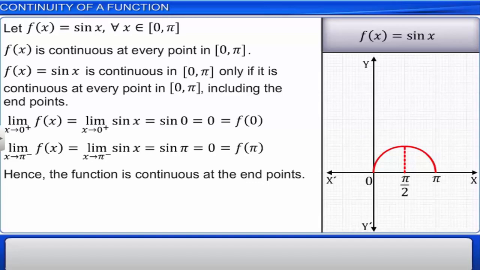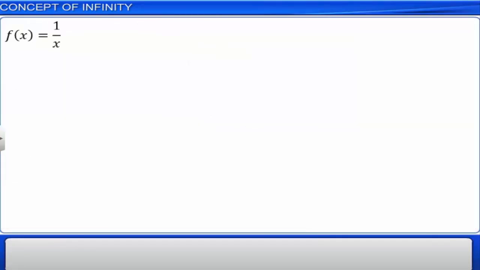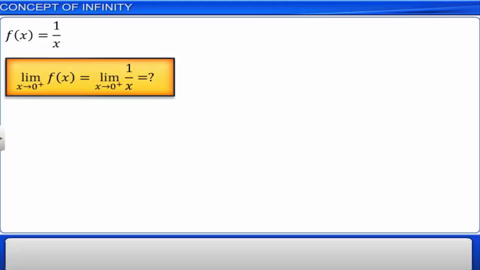This is because the points left to 0 and right to pi do not lie in the given domain. Thus, mathematically, a real function f is said to be continuous if it is continuous at every point in the domain of f. Let's study the nature of the function f of x is equal to 1 divided by x as x approaches 0 from the right. That is, we intend to find the right-hand limit of the function f of x at 0.